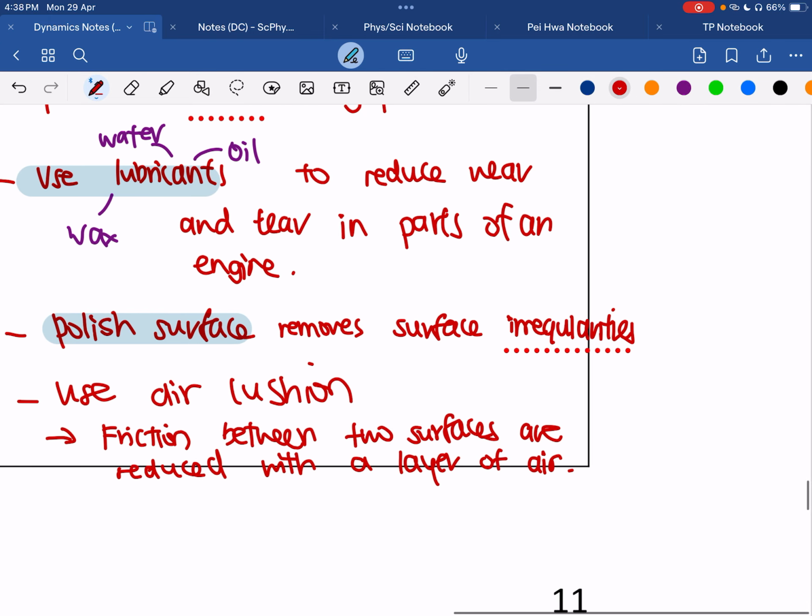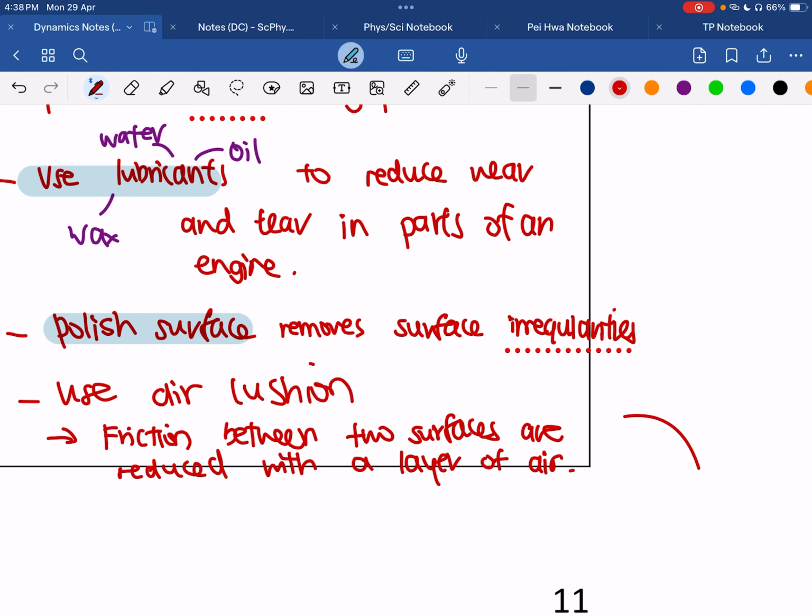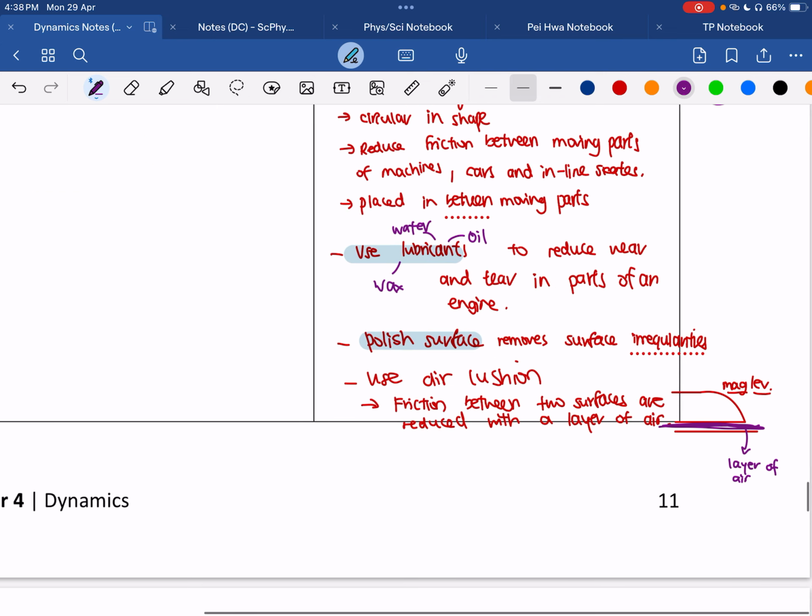So for example, if I have a maglev train, imagine this was the train. Maglev just means magnetic levitation. What happens is that the train will actually levitate above the track using the repulsion force of magnets. So there will be a layer of air in between, and this helps to reduce friction. Okay.